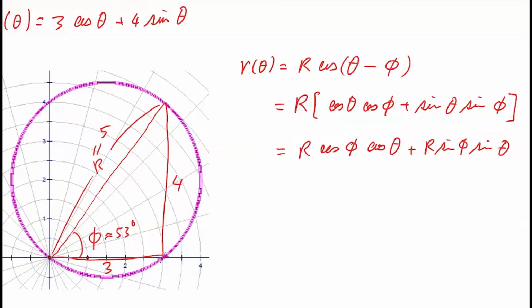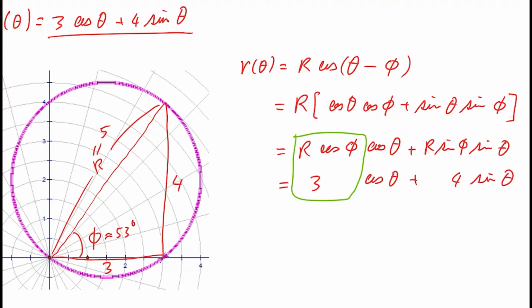Now, why would I want to write it like that? I want you to pay attention to what our original question is, right? Our original R has to be 3 cosine theta plus 4 sine theta. Now I want you to compare this and this. So that gives us equations saying R cosine phi is equal to 3 and R sine phi is equal to 4. Good.